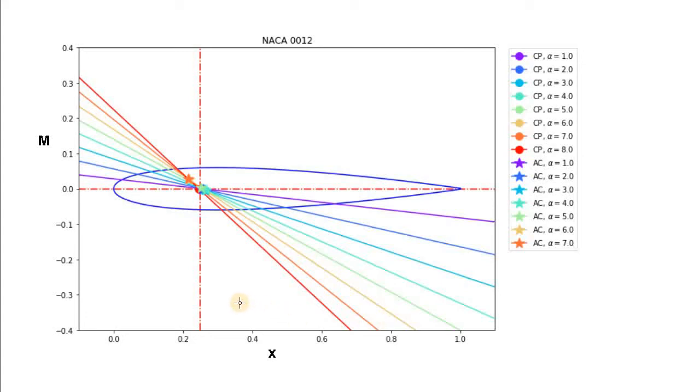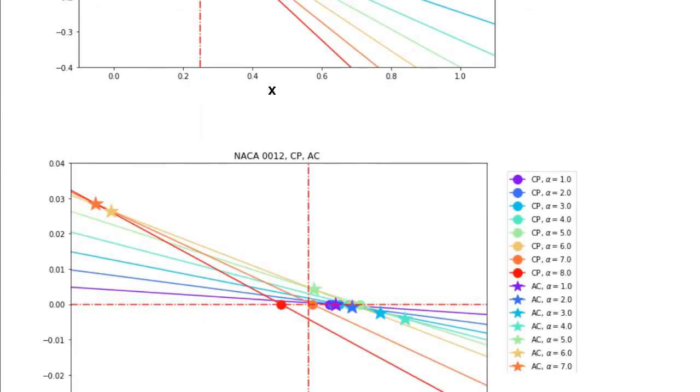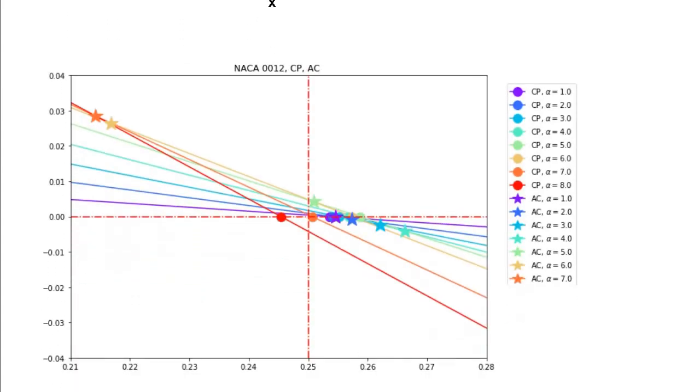In this video we're going to talk about the moments acting on the airfoil, and as you know it's extremely important for the stability of an airplane. And we're also going to talk about the special points in this picture, especially the center of pressure points displayed with the circle on this graph, and also the aerodynamic center position displayed with the stars.